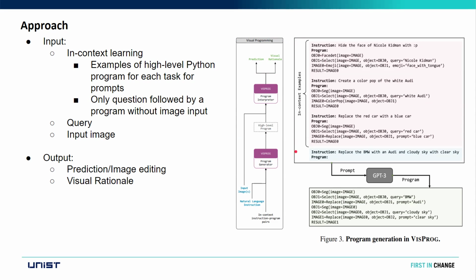So the in-context instruction-program pairs look like this. This is an example of in-context examples. It's kind of like few-shot. So it's just instruction and then program, instruction and then program to solve that query, and instruction and then program. And then this is the query, and it asks GPT-3 to generate a program that has a form similar to the in-context examples.